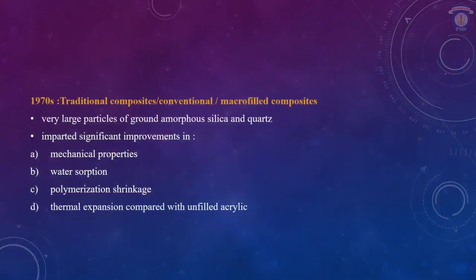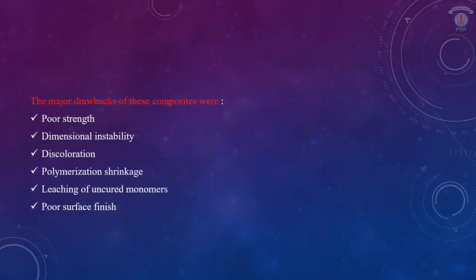In the late 1970s, traditional composites or macrofill composites were introduced. They had improved mechanical properties, improved water sorption, and reduced polymerization shrinkage. But the major drawbacks included poor strength, dimensional instability, discoloration, and polymerization shrinkage due to leaching of uncured monomers, and poor surface finish.